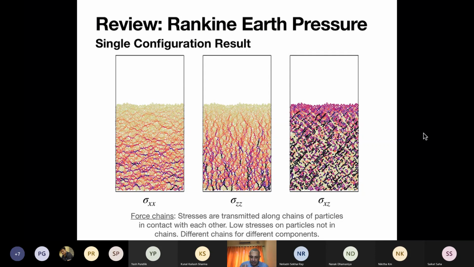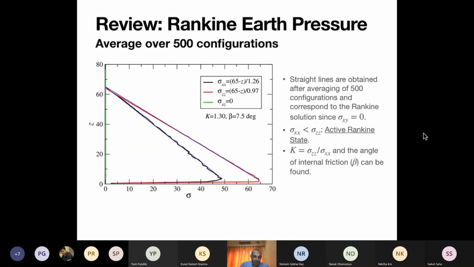But as you do many of these configurations and you average them, then you can get very nice results. And here I'm showing you the different stress components XX, ZZ and XZ, which I showed last time also, versus the height. So this is the base at the bottom of the container, and then as you go up, this is how the stress varies. So the stress is 0 at the free surface as we had assumed, and it increases linearly with depth.